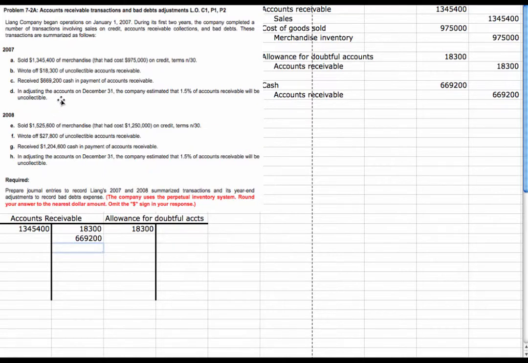And then it says, in adjusting the accounts on December 31st, the company estimates that 1.5% of the accounts receivable will be uncollectible. So in other words, what we're saying here is that we need to look at the accounts receivable. So if we need to determine the accounts receivable balance, we could have said, take your debit entries, which would be your credit sales of $1,345,400, subtract, and then we want to take a look at the $18,300, which are write-offs.